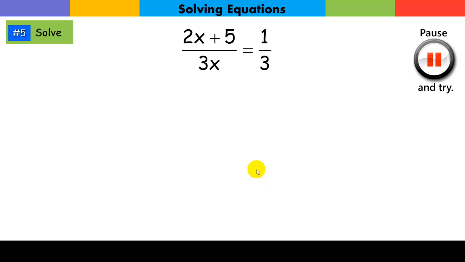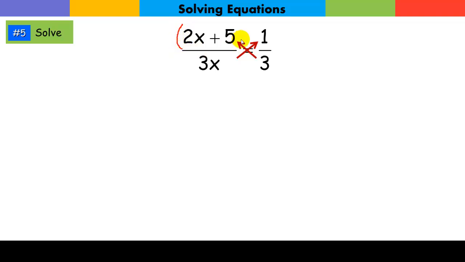Okay. Go ahead and try this one. Okay, we're going to tackle this one again with cross products. And the only thing that you have to remember here is, again, it's going to be 3 times the quantity here. This is a binomial. Again, we distribute.